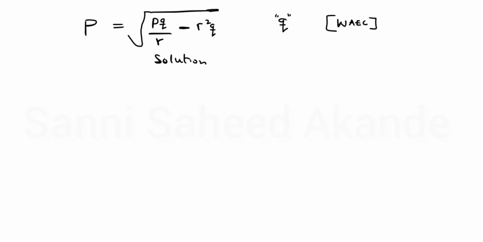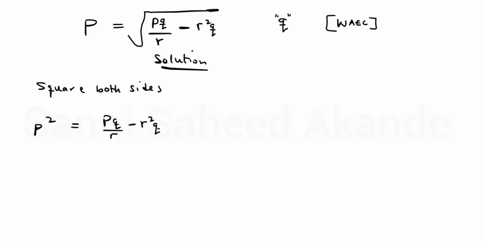Now in this question, we have to take the square of both sides in order to deal with this square root that we are having at the right hand side. So taking the, let me write it, square both sides. So when you square both sides, you have p squared is equal to pq over r minus r squared q.